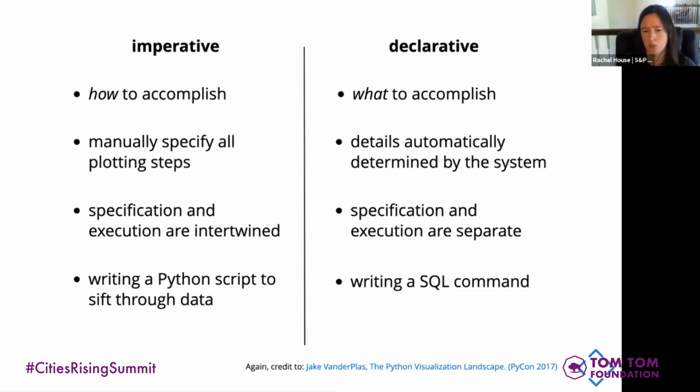Typically, with an imperative approach, you need to manually specify each step required to create a plot. Whereas with a declarative tool, appropriate steps and details can be determined by the system based on your specification. And with a declarative grammar, the specification of the graphic can be separated from its execution.